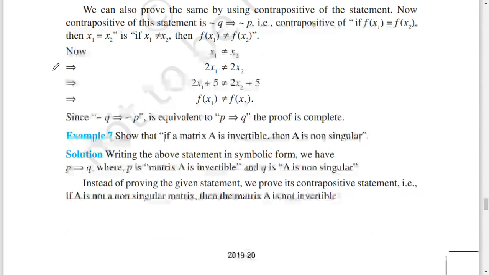Now, x1 not equal to x2 implies that 2x1 is not equal to 2x2, which implies that 2x1 + 5 is not equal to 2x2 + 5, which implies that f(x1) is not equal to f(x2). Since not Q implies not P is equivalent to P implies Q, the proof is complete.